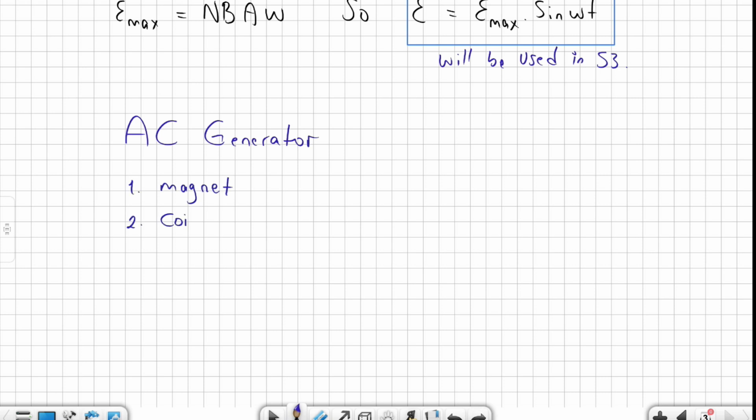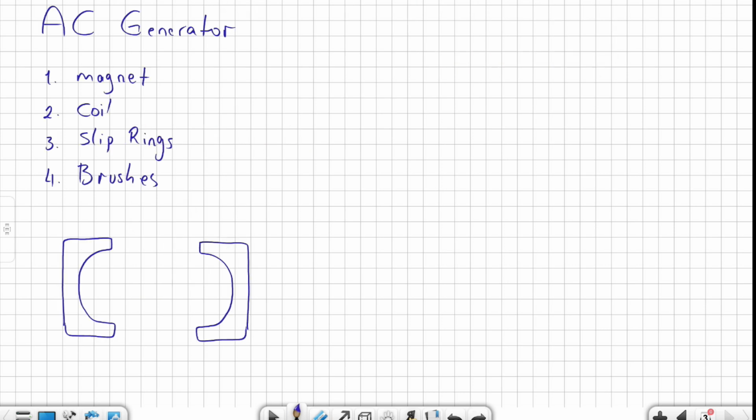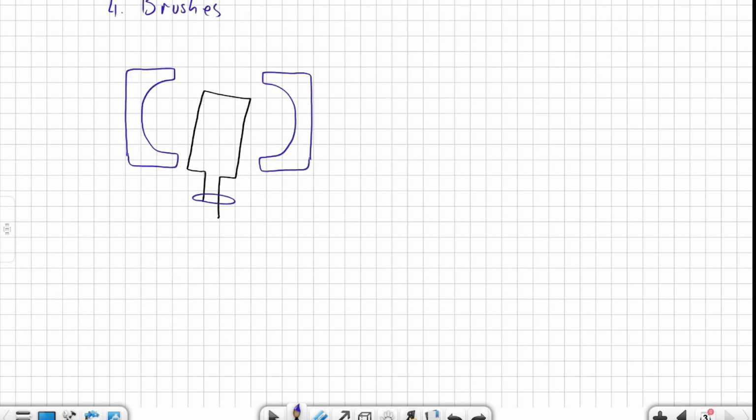The second one is a coil. The third one, we have 2 slip rings. This is one of the main components that separates AC generator. And the last one, we have brushes. These are the permanent magnets. This is the coil. These are the slip rings, which are in contact. They are not attached, but they are in contact with brushes.